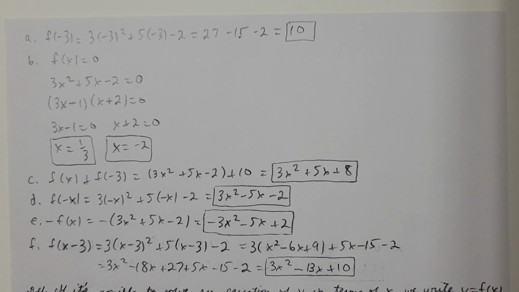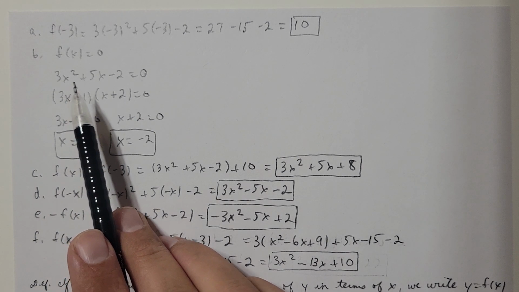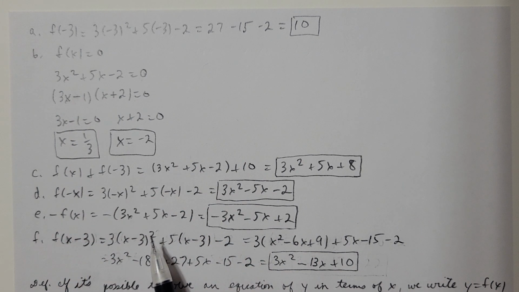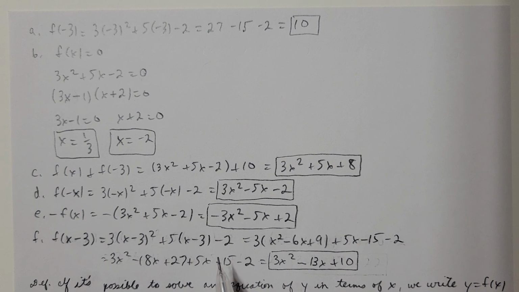Okay. Part F, we want to find f of x minus 3. So everywhere that I see an x in f, I need to replace that with x minus 3. There's two x's there to replace. So I'm looking at 3 times x minus 3 squared plus 5 times x minus 3, then minus 2. Now I got to simplify that.